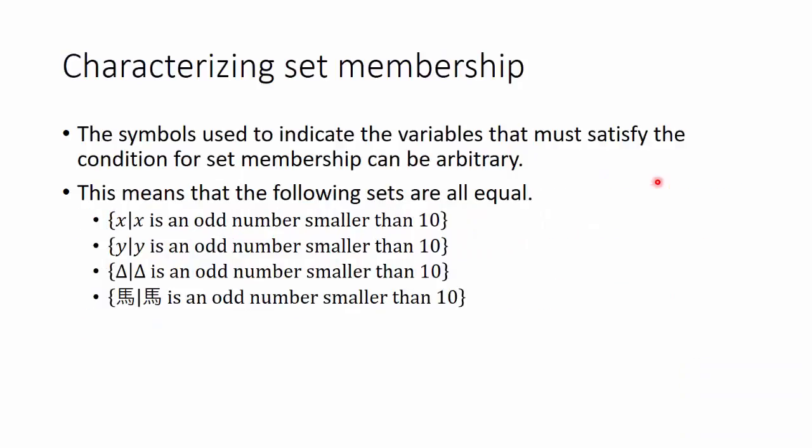The symbols used to indicate the variables that must satisfy the condition for set membership can be arbitrary. This means that the following sets are all equal. We could write the set of all x such that x is an odd number smaller than 10, the set of all y such that y is an odd number smaller than 10, the set of all delta such that delta is an odd number smaller than 10, or the set of all Chinese characters for horse such that the Chinese character for horse is an odd number smaller than 10.